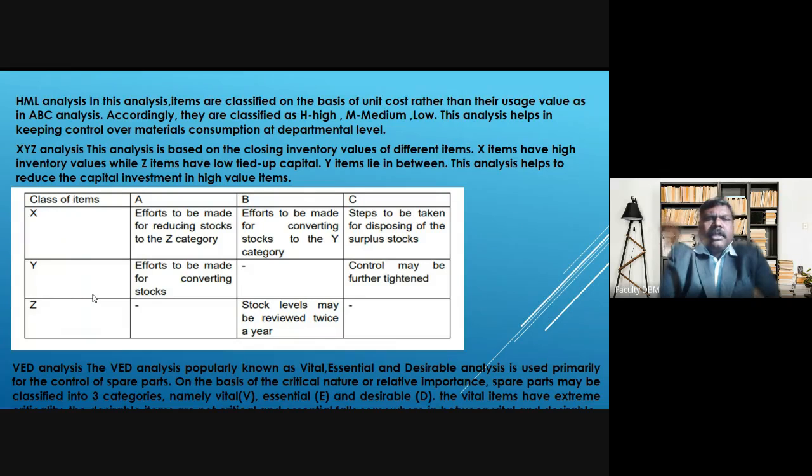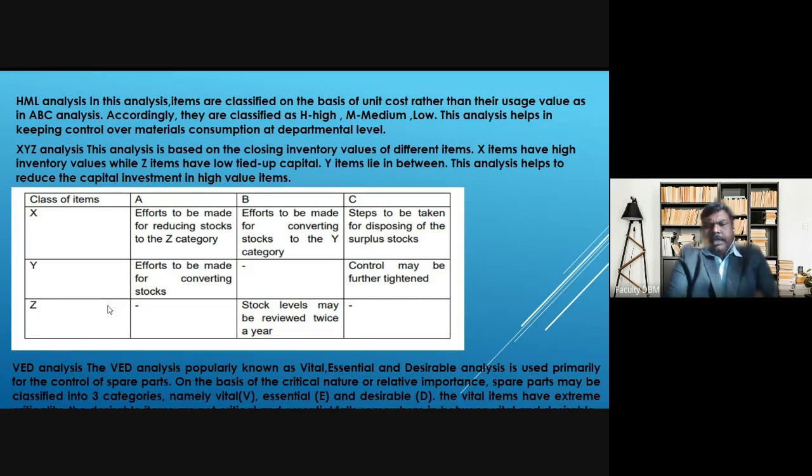This analysis helps to reduce the capital investment in high value items. So here, we are going to see X class items, Y, Z. Efforts are to be made for reducing stocks to Z category, and efforts to be made for converting stocks to Y, and steps to be taken for disposing of surplus stocks. So this is how we are going to do the analysis of XYZ.